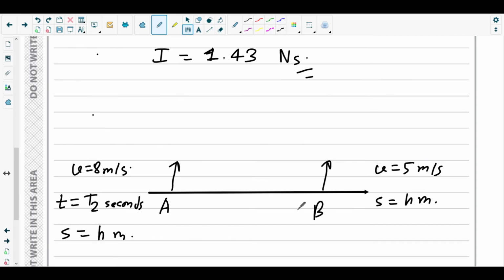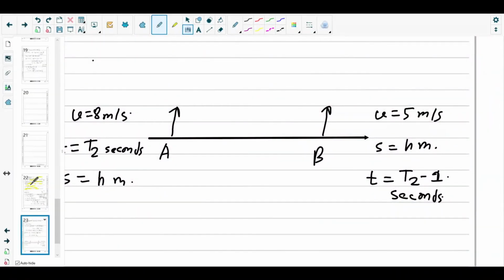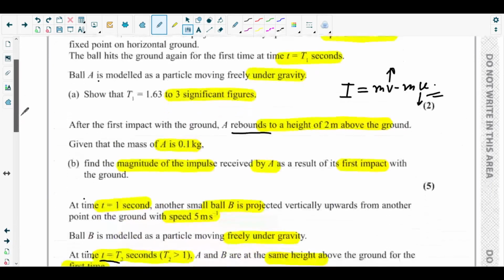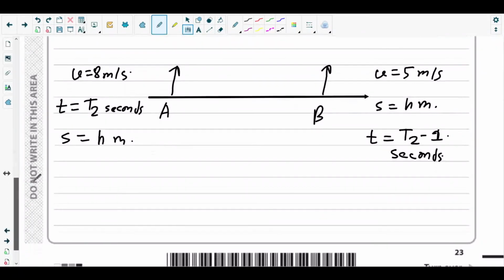Okay, so ball A has been projected 1 second earlier. That means for ball B, what would be the total time? Since ball B has been projected 1 second later, for ball B the time would be 1 second less. Okay, that's it. So we got two equations. Now, using this fact, let me see the question. They wanted the value for T2 only.